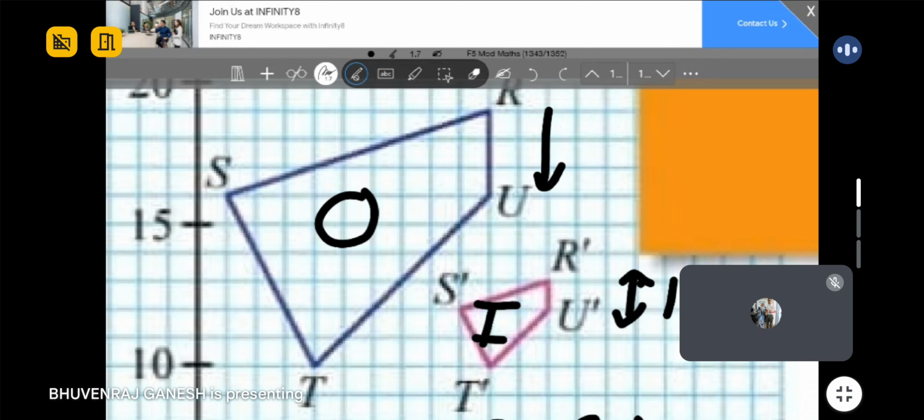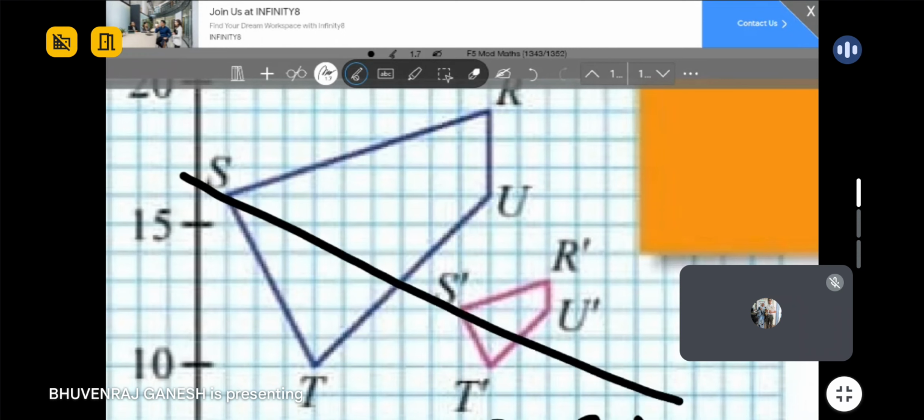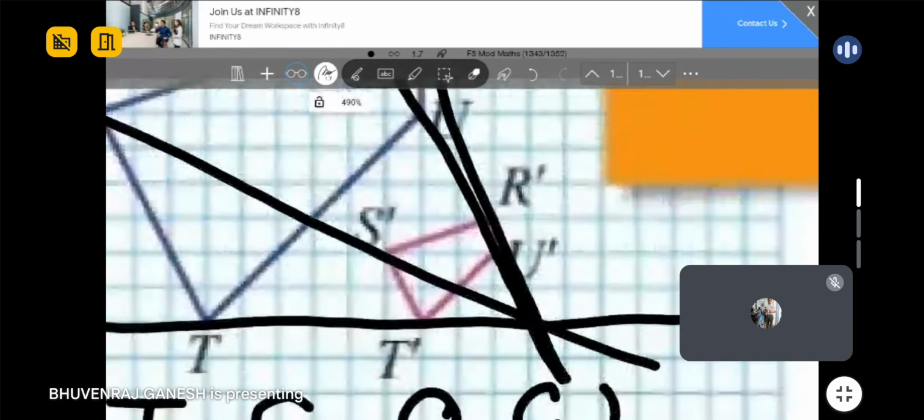Okay, so now pusat, we have to find the center. So center, kita hubungkan titik yang sepadan. So you connect R dengan R, U dengan U. Okay, kamu boleh nampak dah. Ada satu titik kat sini. There is one common point.